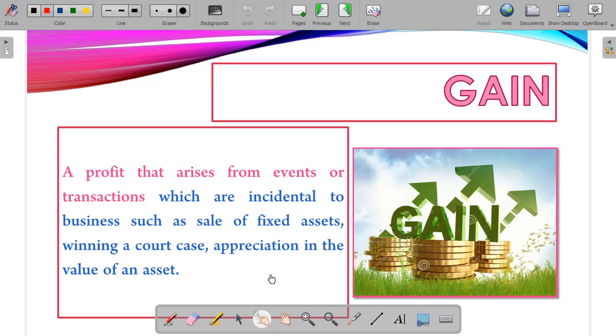Profit is also income, gain is also income. But profit arises due to operating activities and it is of recurring nature. But gain is not income of a recurring nature. We are going to earn gain on a non-recurring basis, or it is of very irregular nature.